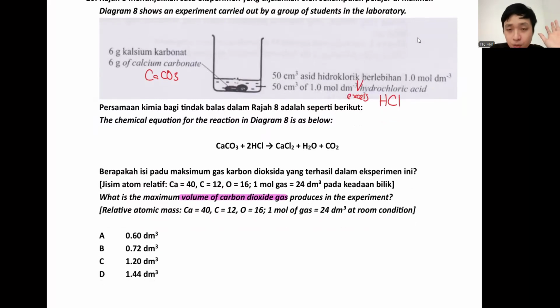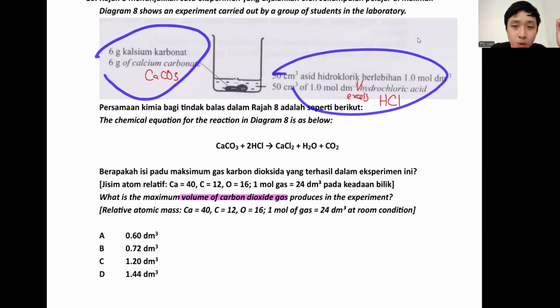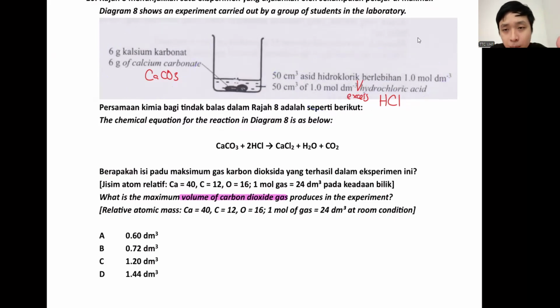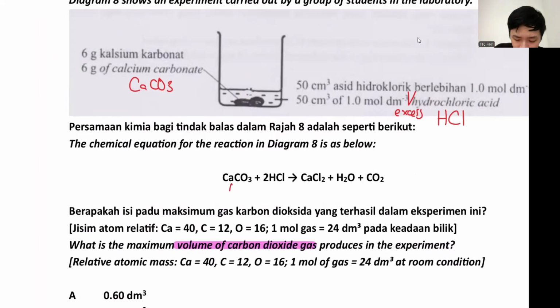If you see excess, it means you don't use the number of mole of this. You don't care. But let's say you don't know which one is excess, which one is extra. So you calculate both HCl and CaCO3 to see which one has excess number of mole. Then you don't use that one. So let's say you got two pieces of information: 6 gram, and 50 cm cube and 1.0 mole per dm cube.